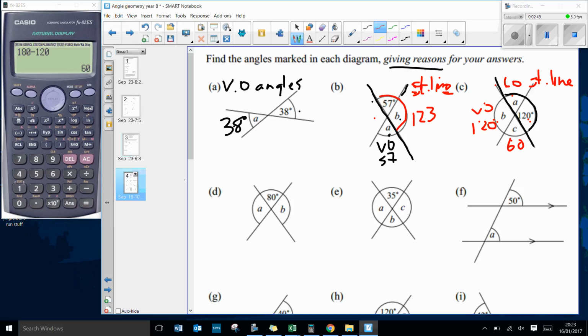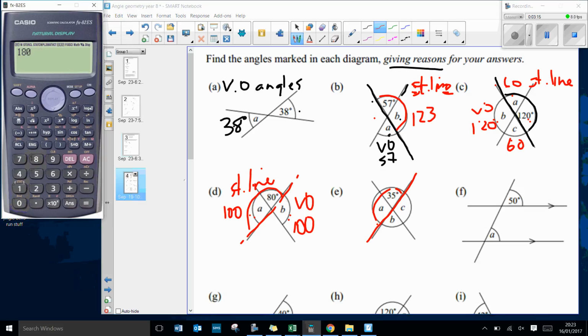Okay, next one, angle A, again straight line, these two add up to 180. I'm hoping we wouldn't need the calculator for this one. 180 take away 80 gives 100, and that's a straight line reason. You can then say angles A and B are vertically opposite, so angle B is 100 degrees as well.